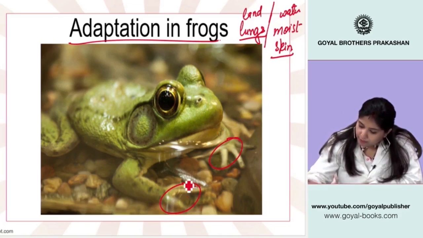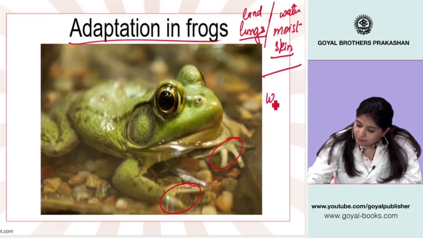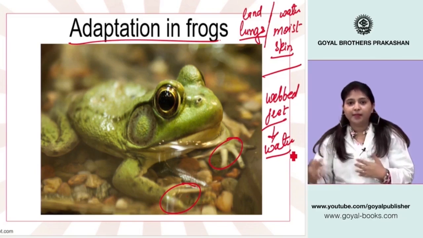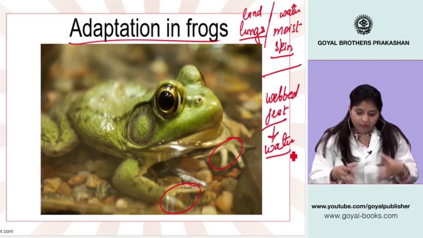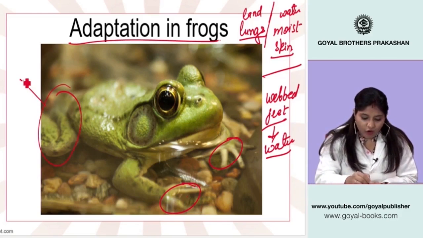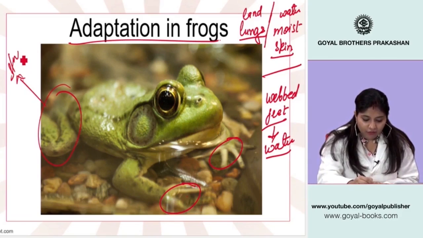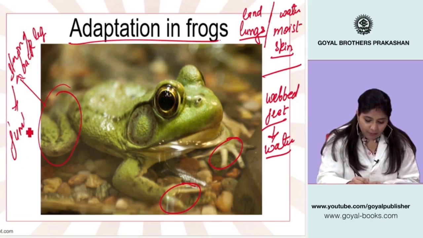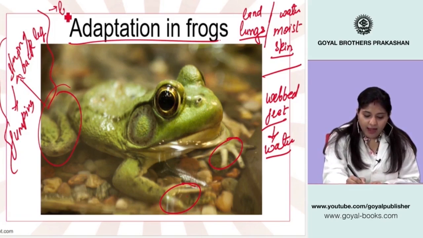The feet are webbed for the aquatic environment, right, for the water, so that they can swim in the water. Apart from that, they have feet which help them in leaping. So they have strong back legs which help them in jumping, right? So this particular feature is for the land, right?